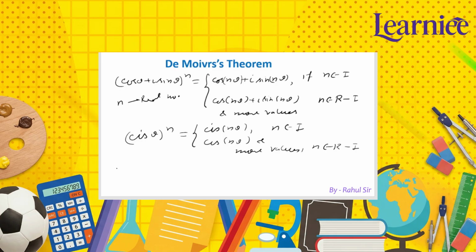Okay, and in a crude way we can observe that if we apply the Euler form, (e to the power i theta) to the power n is nothing but e to the power i n theta. So we can clearly see, as a crude proof, why (cos theta plus i sin theta) to the power n is cos n theta plus i sin n theta.